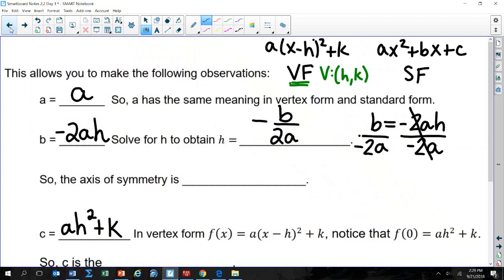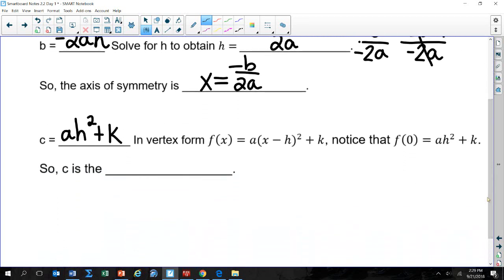And if the X value for standard form is negative B over 2A, then what is the equation of my axis of symmetry? X equals negative B over 2A. Remember, the axis of symmetry runs through the vertex. Okay.